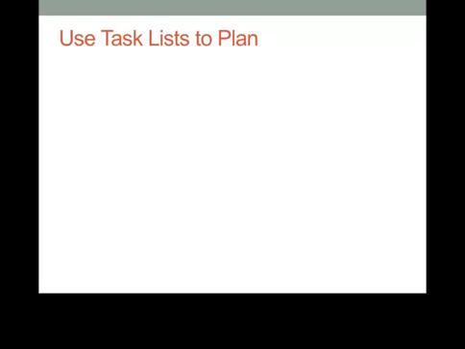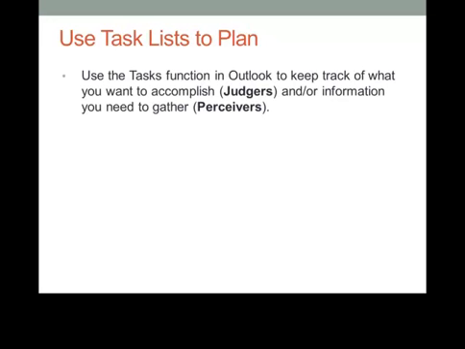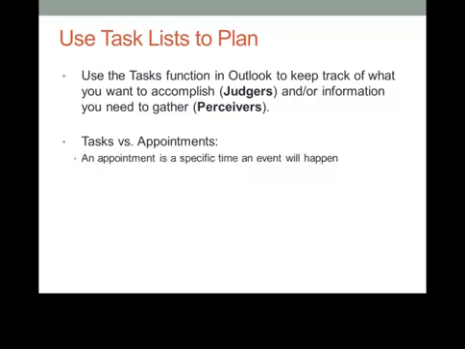First, let's look at using task lists to plan. Use the task function in Outlook to keep track of what you want to accomplish. This is probably most used by judgers, or information that you need to gather, which is what perceivers like to do. Let's also identify what tasks are versus appointments. An appointment is a specific time an event will happen, whereas a task is something you need to do. It may or may not have a due date.